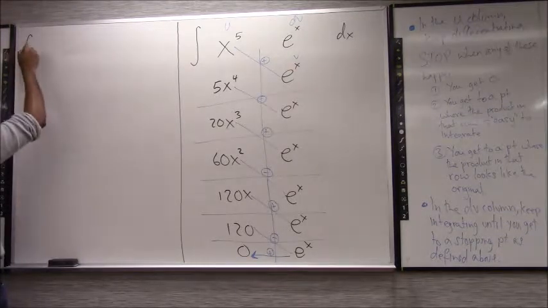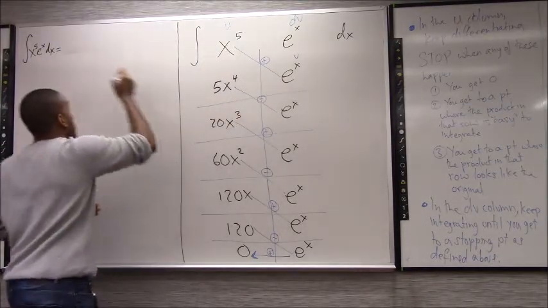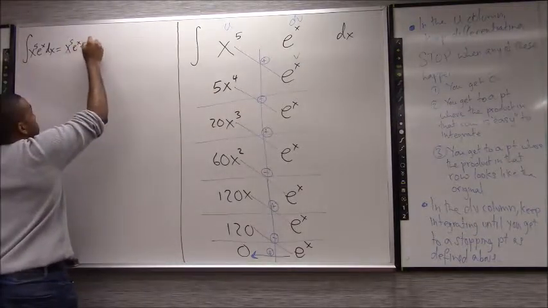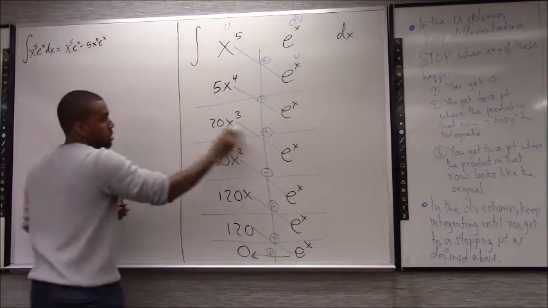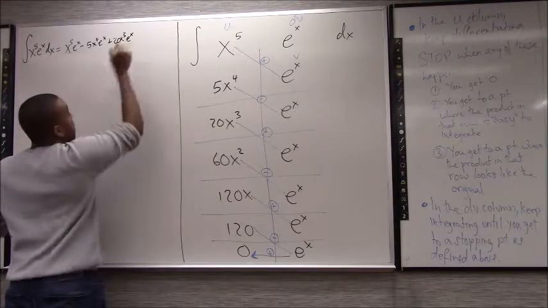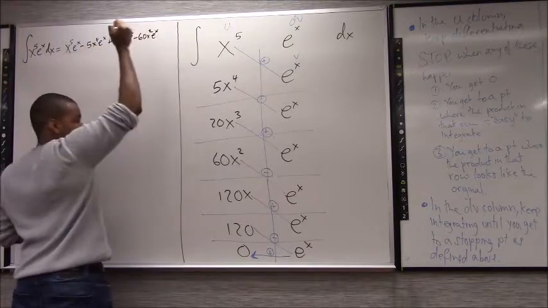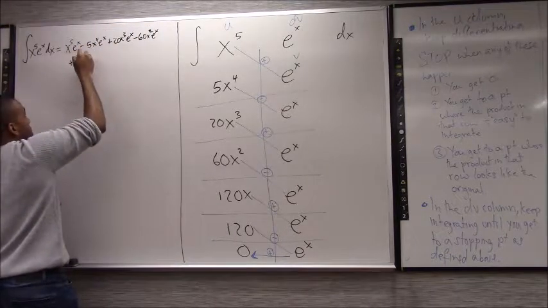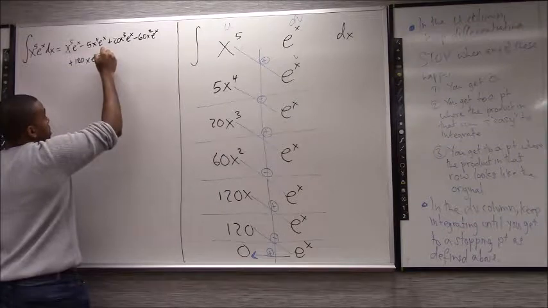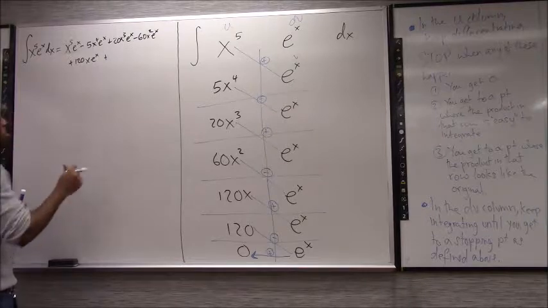So I take the integral of x to the 5th e to the x dx, and it's literally going to be all these products. It's this times that, x to the 5th e to the x, minus 5x to the 4th e to the x, plus 20x cubed e to the x, minus 60x squared e to the x, plus 120x e to the x, plus, this, it was minus 1, minus 120.